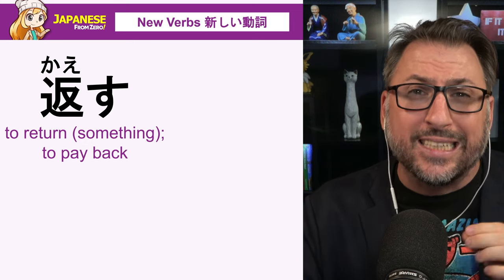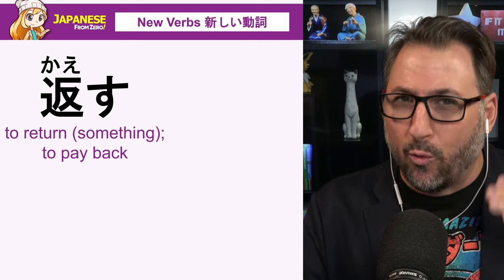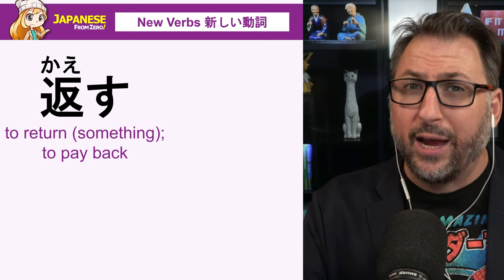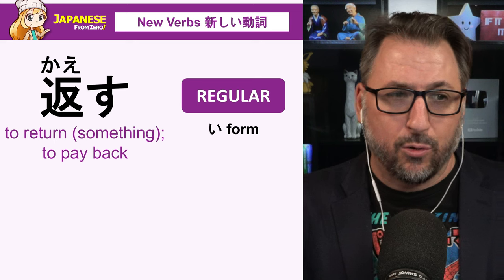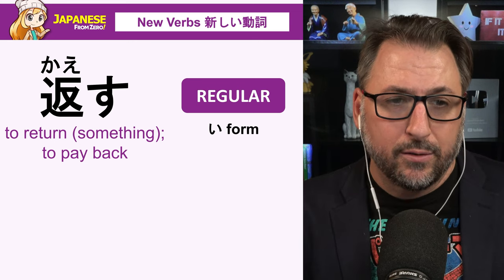But if a verb doesn't end in a ru, you know it's going to be a five-step, or what we call here at Japanese from Zero, a regular verb, okay? So that's what it is. You have to use the E form in doing its normal stems, okay?